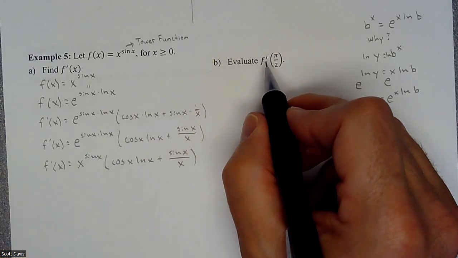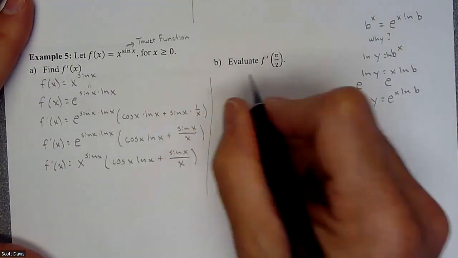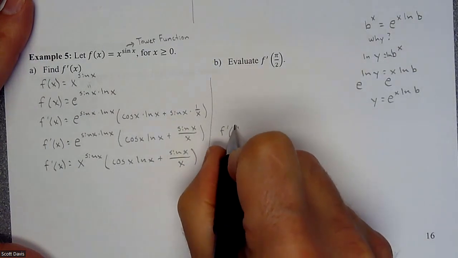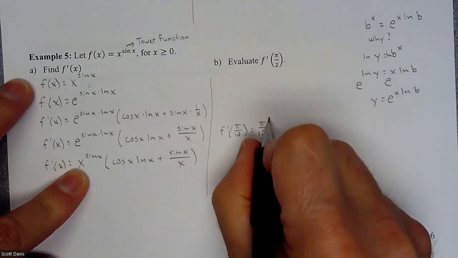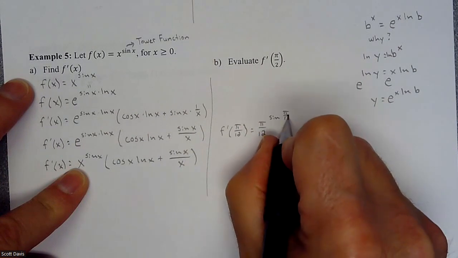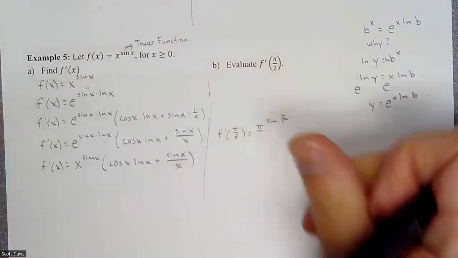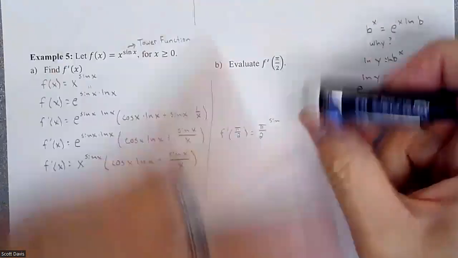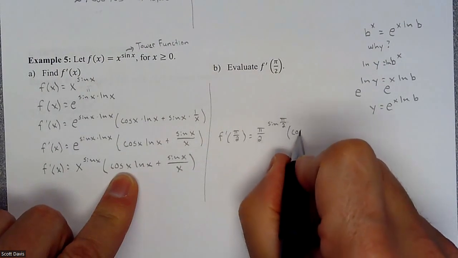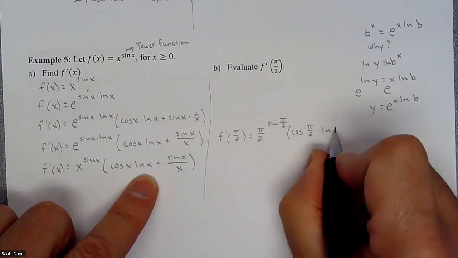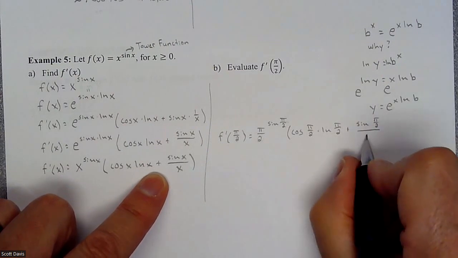And here they want you to evaluate this. So that's just us plugging in some values. So let's do the slope. The slope at pi over 2 is going to be us doing pi over 2 raised to the sine of pi over 2. That's much nicer. I was a little concerned about my 12s. That wasn't going to be working out very well. So there's pi over 2, and then times cosine of pi over 2 times the natural log of pi over 2 plus sine of pi over 2 divided by pi over 2.